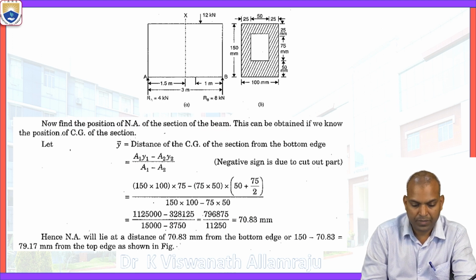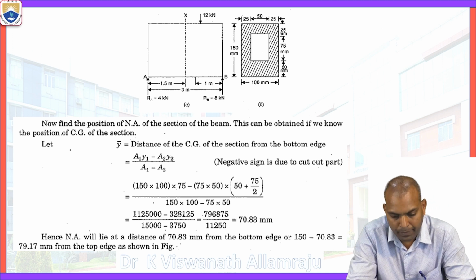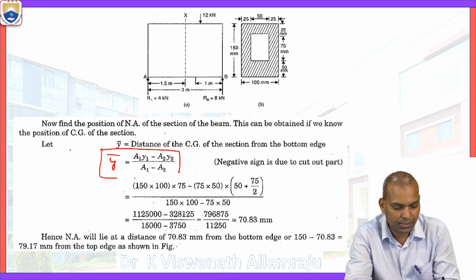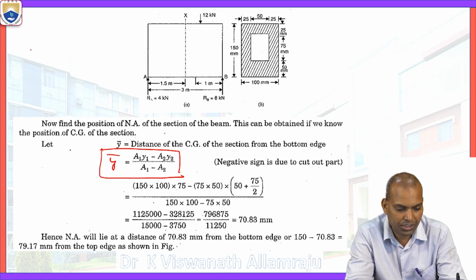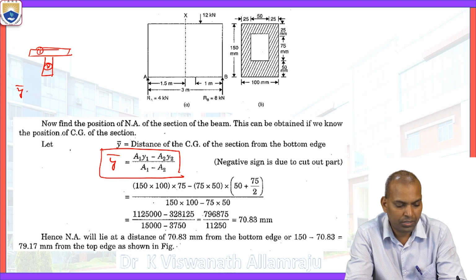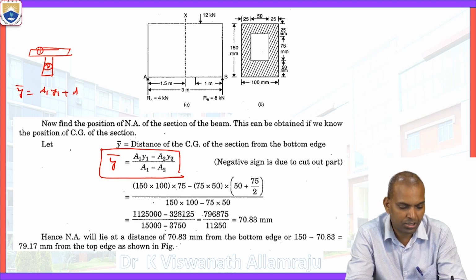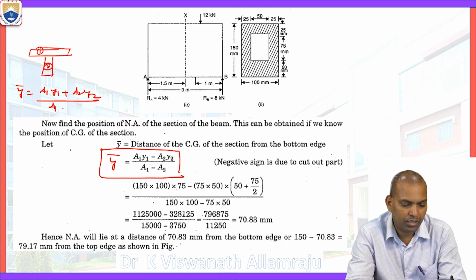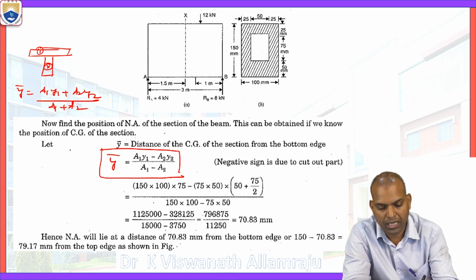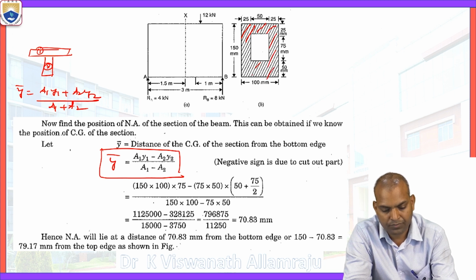For a hollow section, the position of the neutral axis of the beam is obtained by using the formula y bar equals A1 Y1 minus A2 Y2 by A1 minus A2. This is the formula for a hollow section. For solid sections, suppose a T section with section 1 and section 2, the y bar formula is A1 Y1 plus A2 Y2 by A1 plus A2. But here it is a hollow section, so A1 Y1 minus A2 Y2 by A1 minus A2. Then the centroid of the hatched section will come.